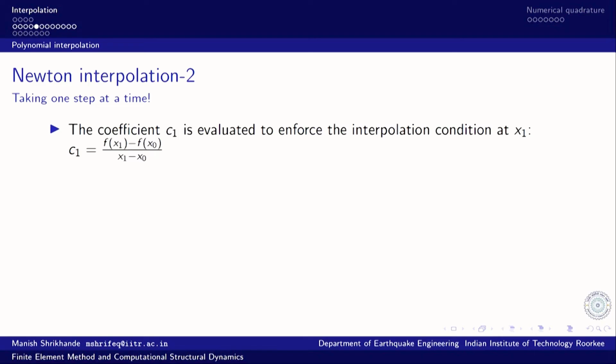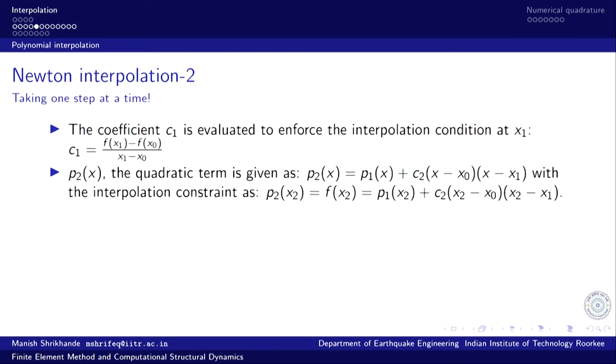Now, you can look at it as a difference formula. It looks like a difference formula, and it is a difference formula. So, that gives us another hint, another way of computing the coefficients of the Newton interpolation model by using divided differences. What you see here is C 1 evaluated as the difference in the function values divided by the difference in the independent variable: f of x 1 minus f of x 0, divided by x 1 minus x 0.